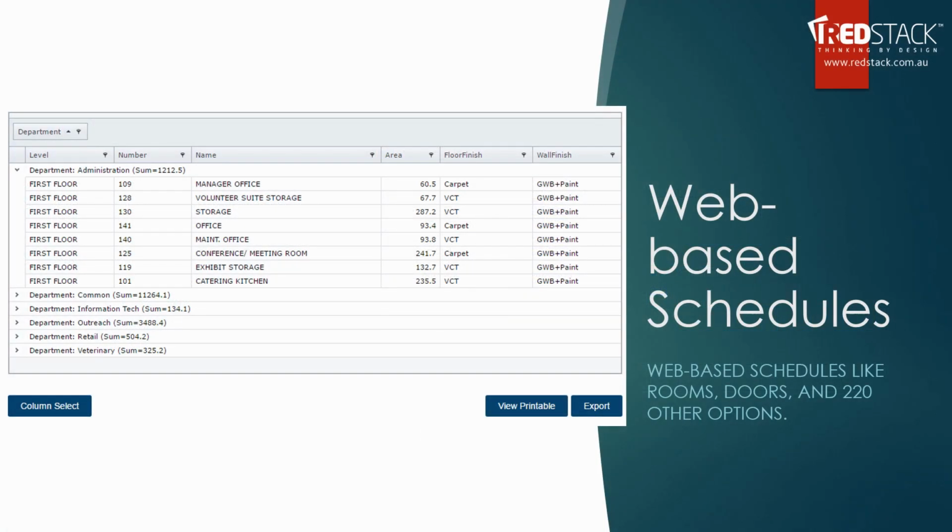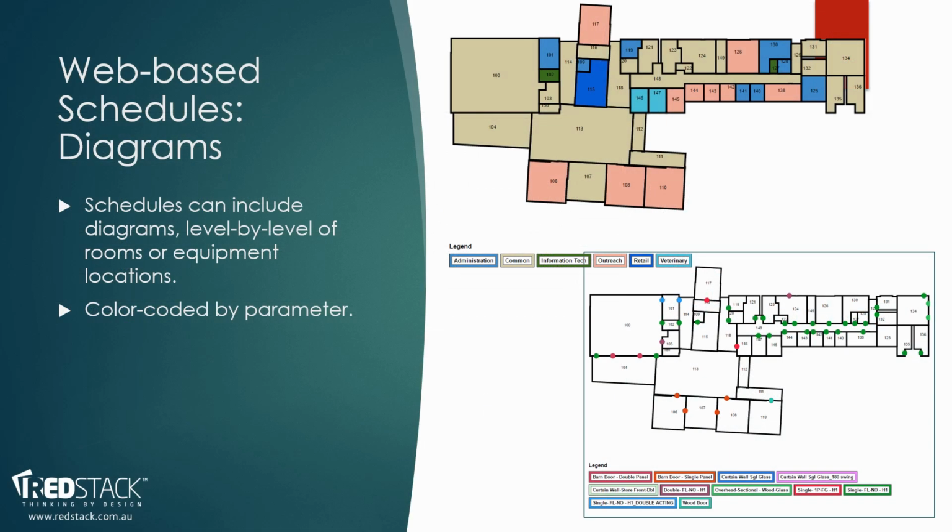Like I said, with web-based schedules, like rooms, doors, there are about 220 other options for web-based schedules that can be produced. They can include diagrams, level by level rooms, equipment locations. It can be color coded as well, with 20 categories. It can connect to external databases like Archibus or an FM system, and it's fully customizable.